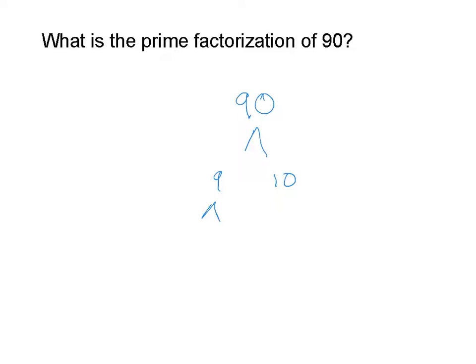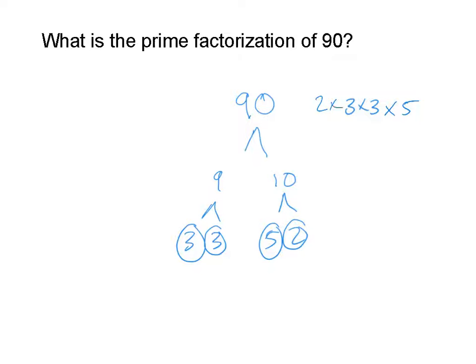9 we can break down further, right, to 3 times 3. That's as low as we can go with those. And 10 can be broken down to 5 times 2, right? And that's as low as we can go. So now we put them in order: times 5, but then I also forgot the 2 at the beginning. Put them in order, okay? So 2, 3, 3, 5. Good, I got them all. So there we are. There's our prime factorization of 90. So at the end, don't forget to put them in order like that.